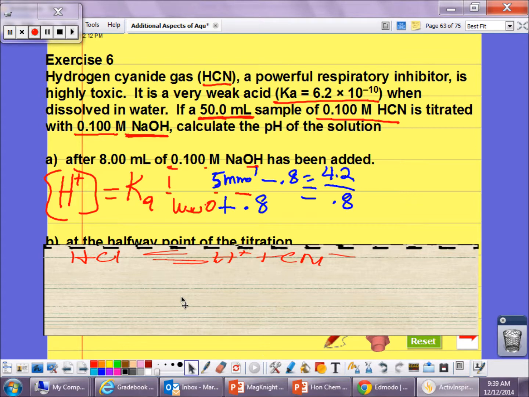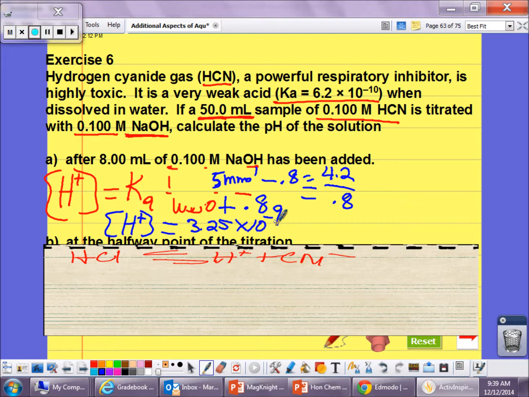So the concentration of H plus equals 3.25 times 10 to the negative 9. And then we just take the negative log of that H plus. The pH after we add that amount is 8.49. Yes, it is 8.49.